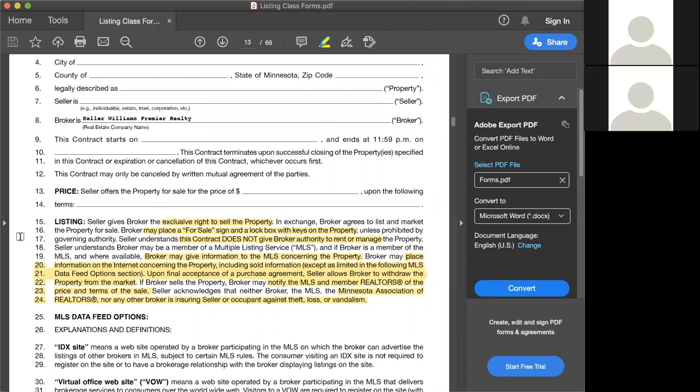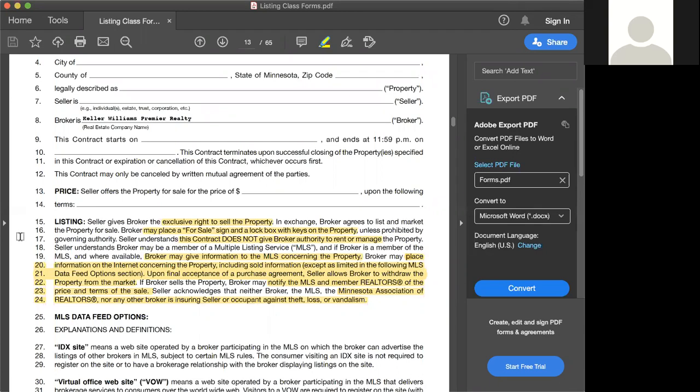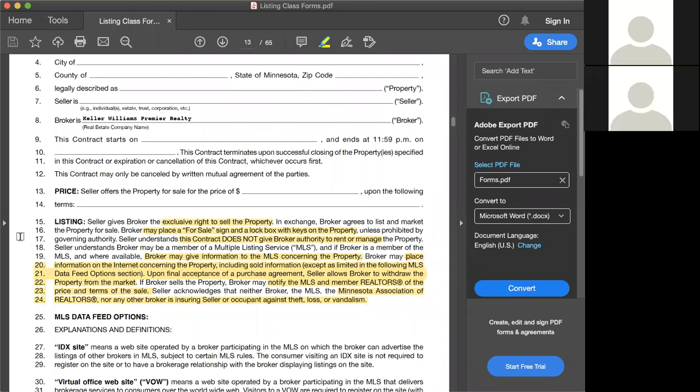So what this is saying is the seller is giving you the exclusive right to sell the property, which means they can't list with anybody else, and that's awesome. They know you're going to put a for sale sign and a lockbox with keys to the property. This contract does not give the broker authority to rent or manage without a management contract in place, okay?